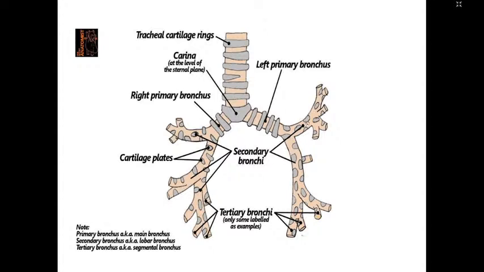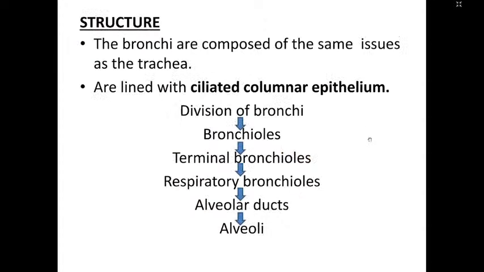On the right side, secondary bronchus. These are the tertiary bronchi, and bronchioles. So this is the division. The structure is the same anatomically and histologically. They are lined by ciliated columnar epithelium because they have to cough out the secretions. And the division of bronchi, bronchioles, further dividing into terminal bronchioles, then respiratory bronchioles, alveolar ducts, alveoli.